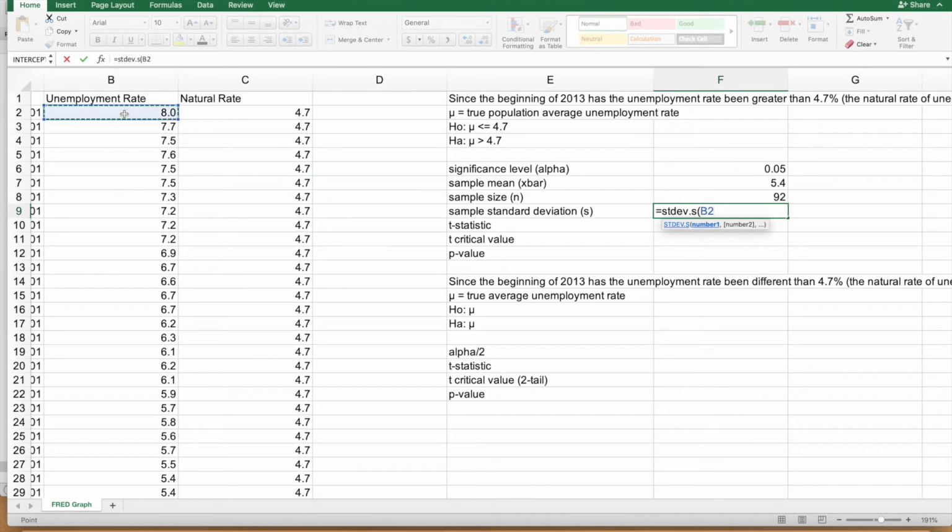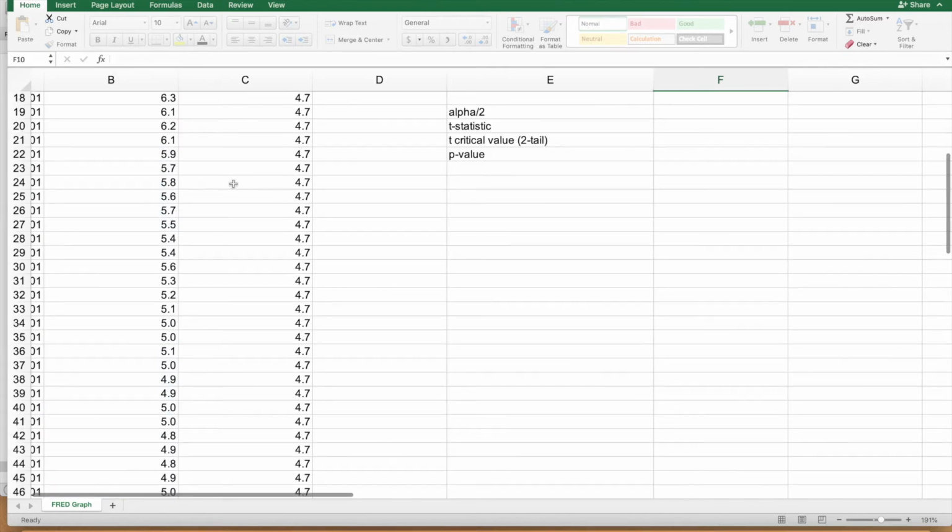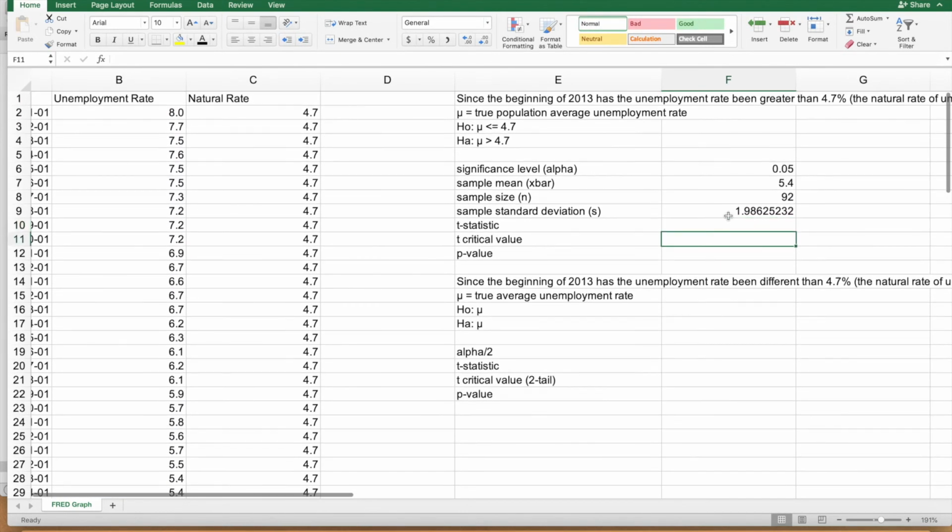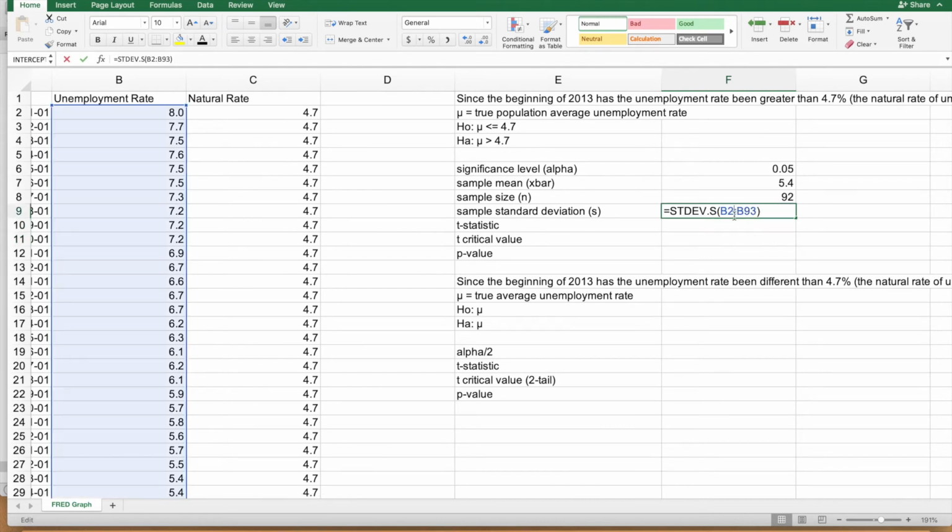So here we go. Let's use stdev.s for sample. Go click on our first unemployment rate, Command Shift down arrow, enter. So there is my sample standard deviation. Now we're ready to get a t statistic.